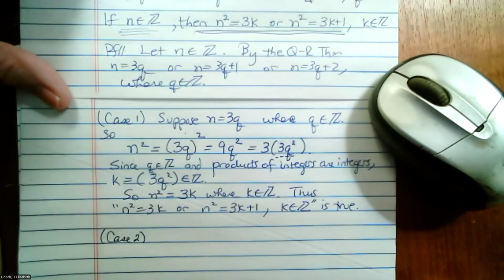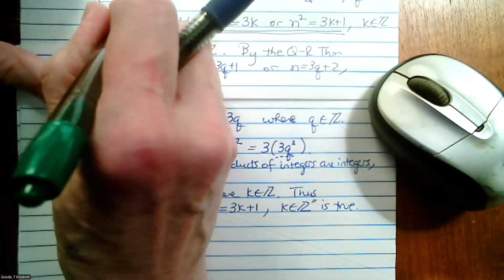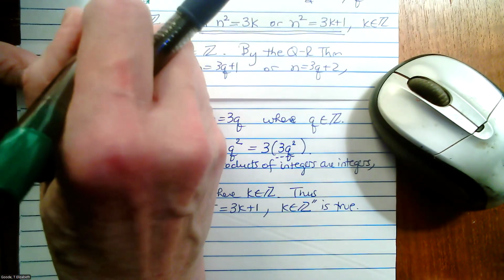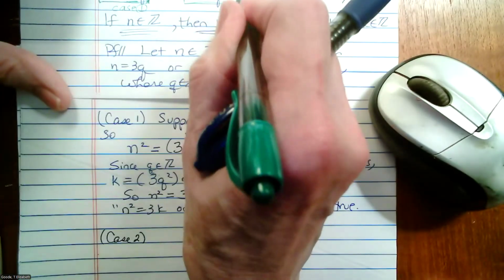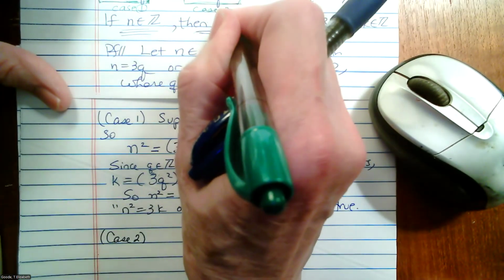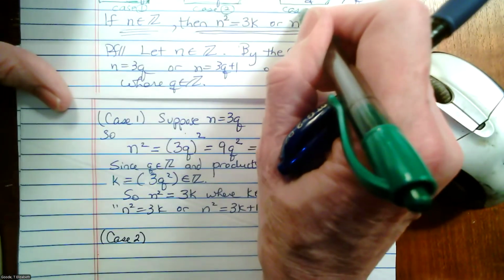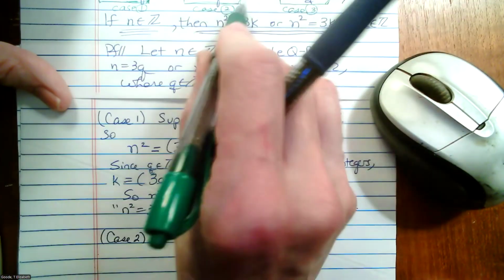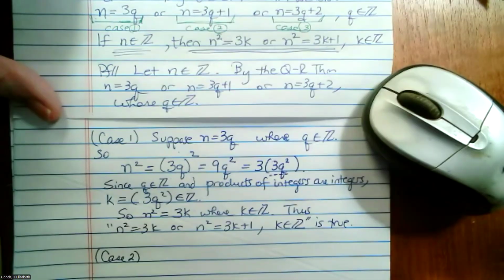Case two. I suppose n squared equals... Careful, we set up our cases based on n. You're right, my fault. It helps to go back and look at what the QR theorem says about the cases. So what are my cases?